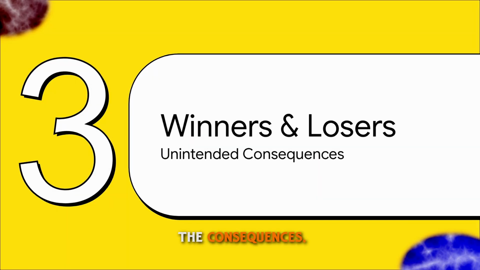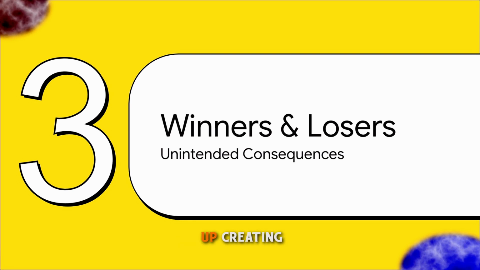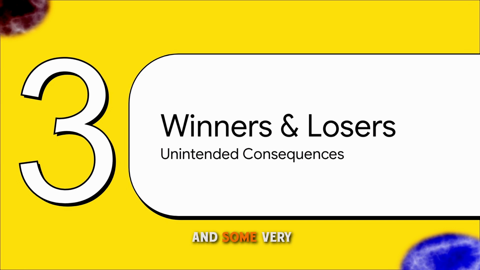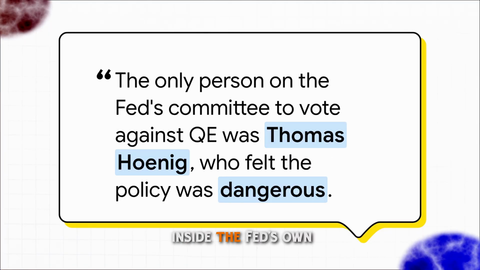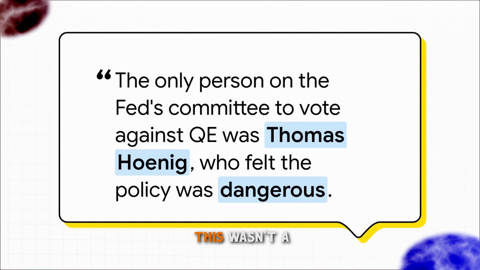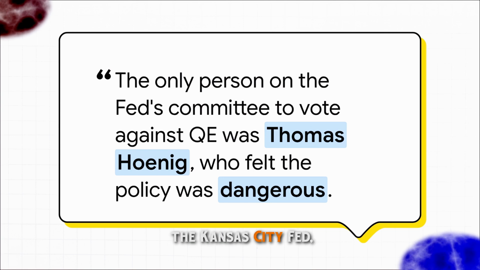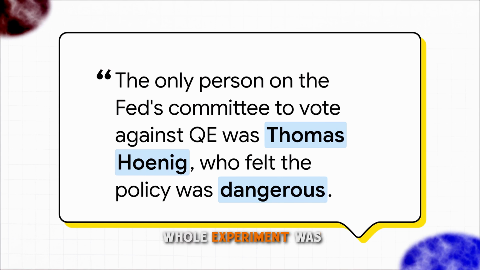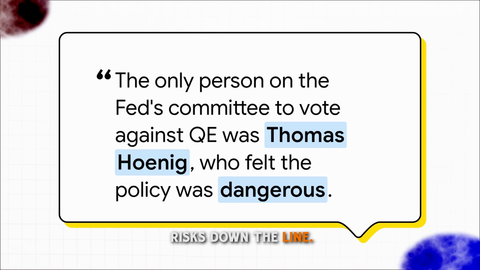So let's get into the consequences, because this policy, which was supposed to save the economy for everyone, ended up creating this starkly divided reality with some very clear winners and some very clear losers. And what's fascinating is that inside the Fed's own powerful committee, this wasn't a unanimous decision. Thomas Hoenig, who was the president of the Kansas City Fed, became the lone voice of dissent. Over and over again, he voted no, warning that this whole experiment was a dangerous path that would warp the economy and create huge risks down the line.